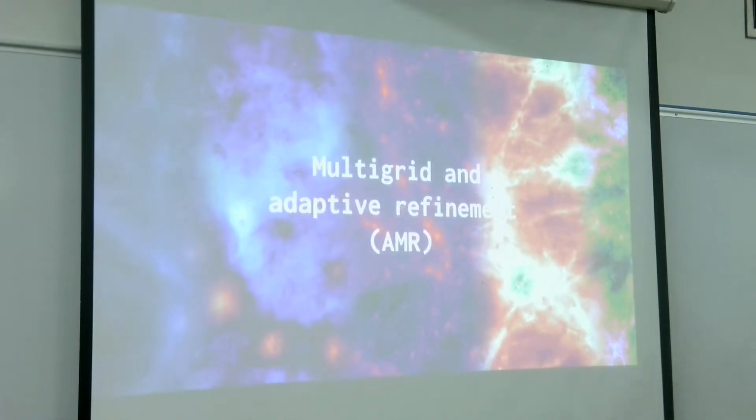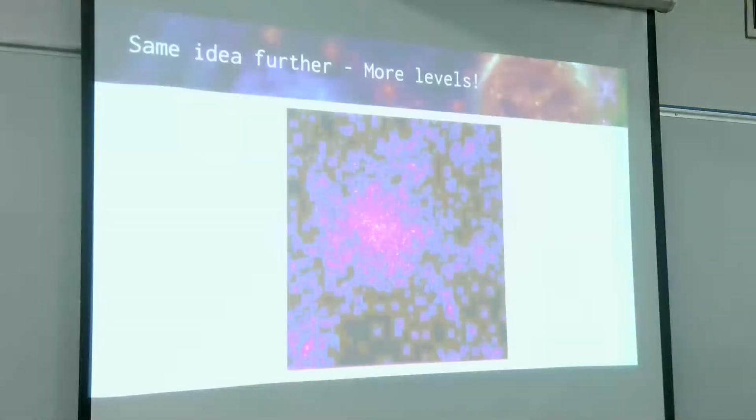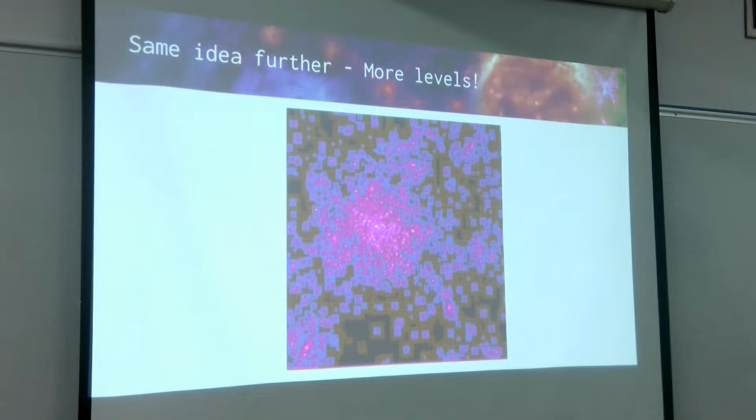So then we can keep going. The next level is to do multi-grid and adaptive refinement, and that's a very popular technique. That's the technique that we can use. So what does that look like? Something like that. I guess you can't really tell what the picture means, but if you make a guess, can you tell me what you think the picture shows?